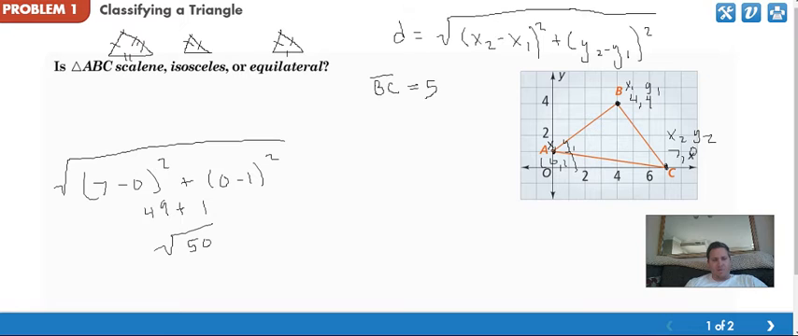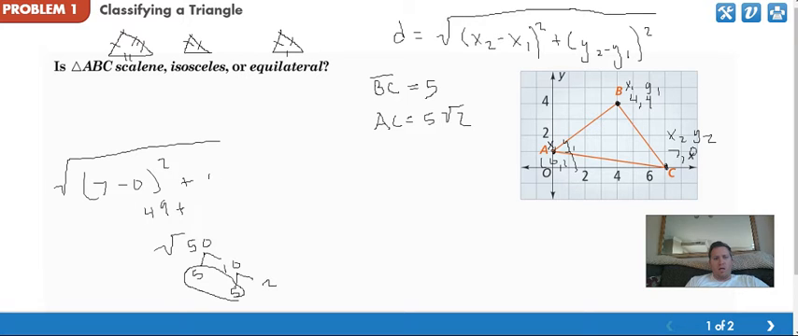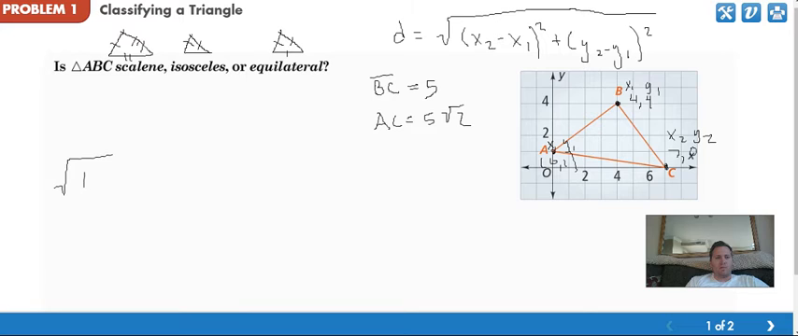We could simplify radicals if we wanted to. We haven't talked about that much. You've talked about it in algebra before, but I could break this up into 5 times 10, and this is going to be 5 times 2, and we see that there are two 5s right there, so we know that AC right here is going to be 5 rad 2. If you just left it as the square root of 50, that would work too, or we can simplify radicals and put it like that.